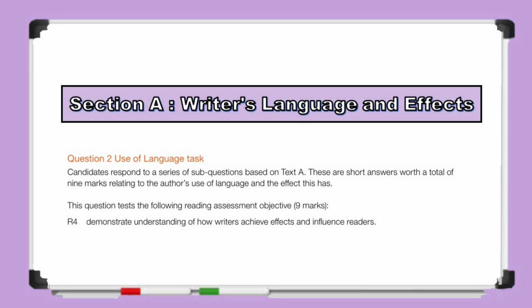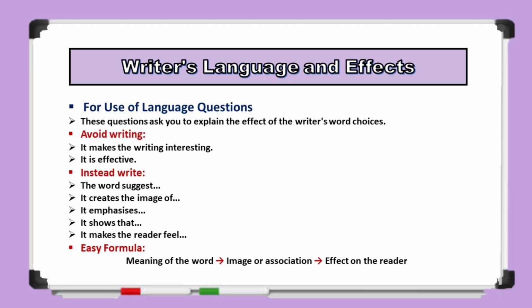also whether you understand how the writer has said it and why those particular words have been chosen. Whenever you come across a writer's language question, remember that the examiner wants you to explain the effect of the writer's word choices. Many students lose marks because they write very general comments such as, "It makes the writing interesting," or, "It is effective." These statements are too vague and do not explain anything. Instead, your answer should clearly explain what the word suggests, what image it creates, what it emphasizes, what it reveals about the situation or character, and how it makes the reader feel.